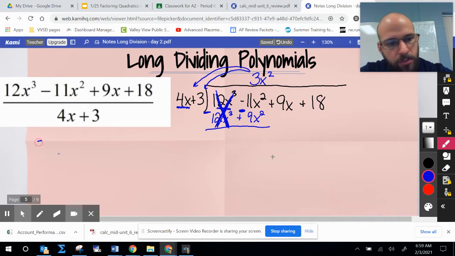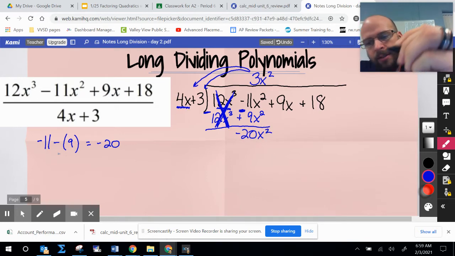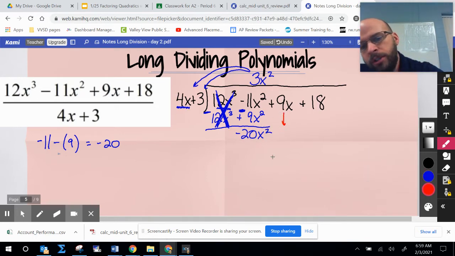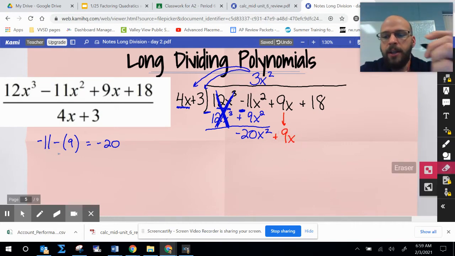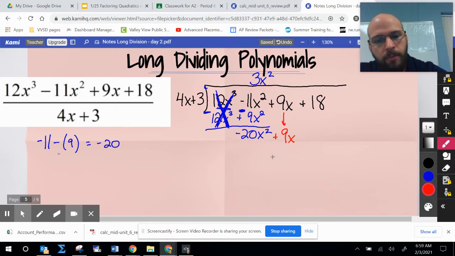Off to the side here, just to be careful with my subtraction, I have a negative 11 minus a positive 9, right? So if I do a negative 11 minus a positive 9, that will give me a negative 20. As soon as you do that subtraction, we're going to bring down the next term and repeat that whole process again. So I'm going to erase these arrows. I want to match this first term to my new first term.